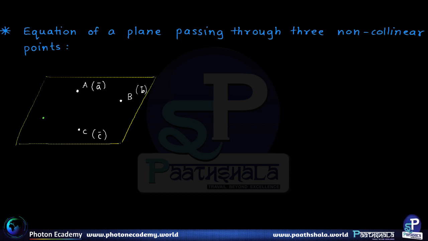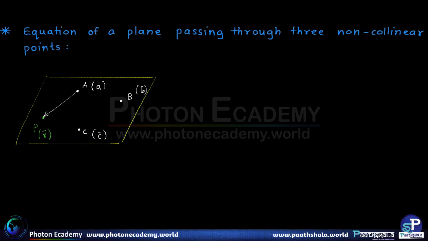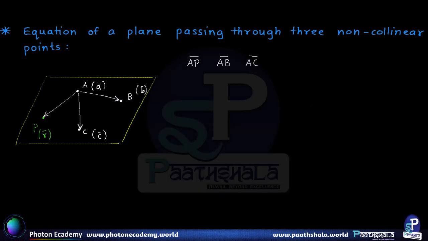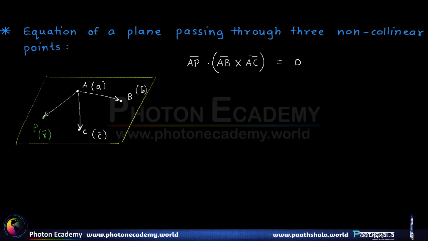As usual we consider some generic point P with position vector R bar in the plane. Now to develop the equation of the plane, we join point A with the remaining three points. Therefore we get three different vectors: AP bar, AB bar and AC bar. These three vectors are all coplanar because they all lie in the same plane. So if we take their scalar triple product, it must be equal to 0, because for three coplanar vectors the scalar triple product is 0.